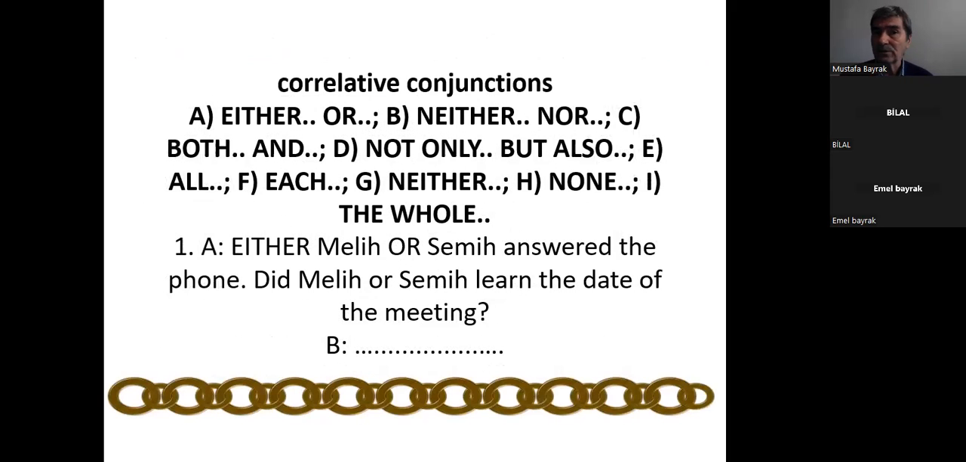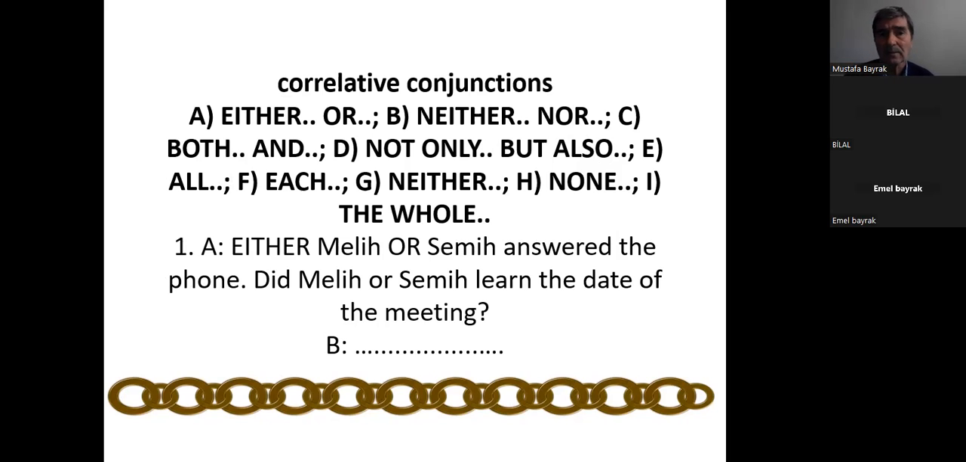Now, correlative conjunctions means parallel to each other again. Neither, either or, neither nor, both and, yes, you know them. You have been introduced. Yes, I have introduced them to you. Some of them, of course. Yes, both and, for example, is a correlative conjunction. Not only but also, all, each, neither, none, the whole.